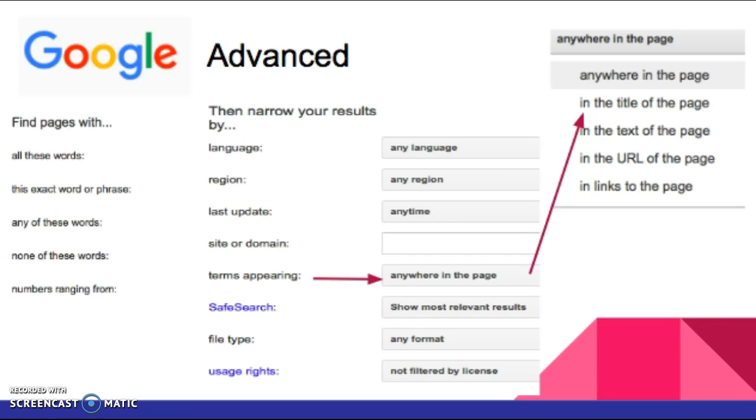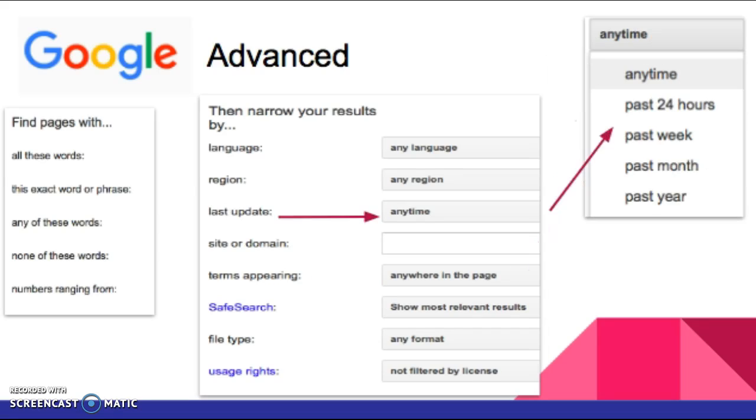First, I could specify that my search terms appear not just anywhere in the page, which is Google's default. I can change this drop-down instead to just the title of the page. This is one way to ensure that my results are going to really be relevant. Or maybe I need things that are pretty recent. I could change the last update from any time to just the past 24 hours, past week, month, or year.